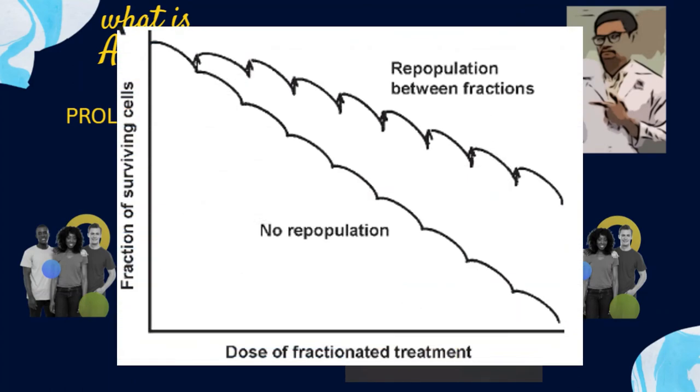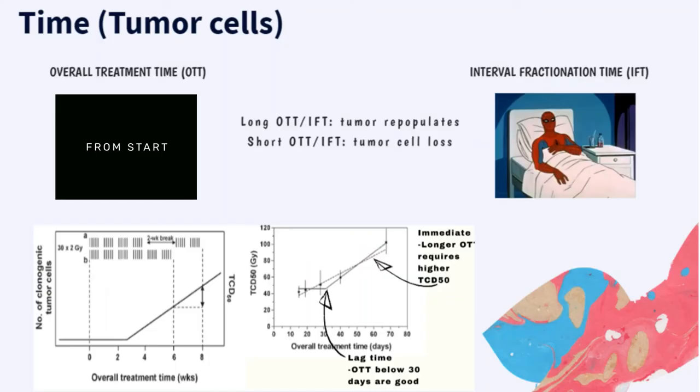This is a surviving fraction graph of a fractionation regimen. You see that at each fractionation, there is an increase in surviving fraction due to repopulation. Okay, so the first factor that affects repopulation is time, specifically time on tumor cells.